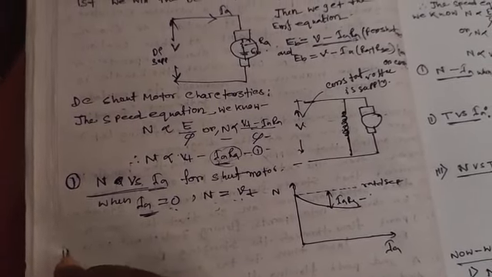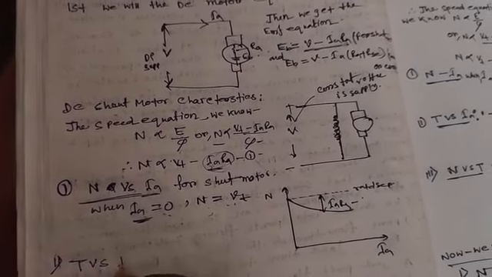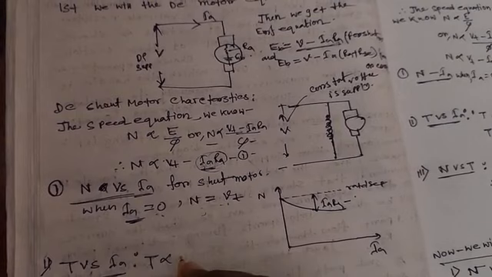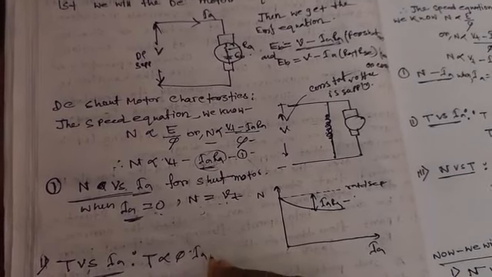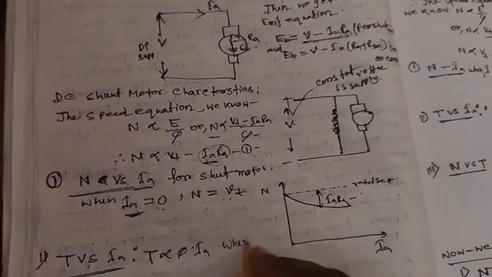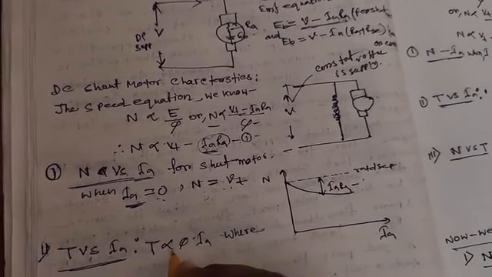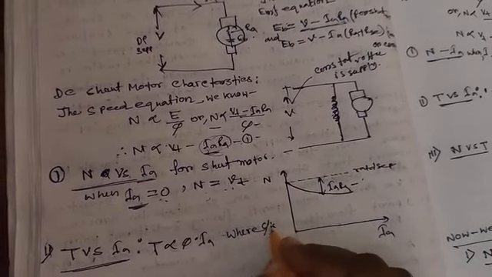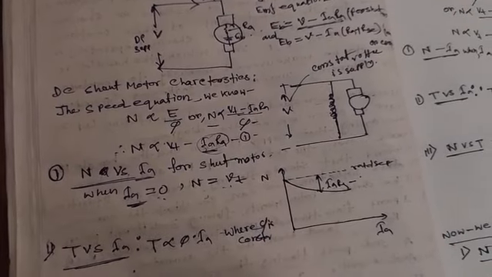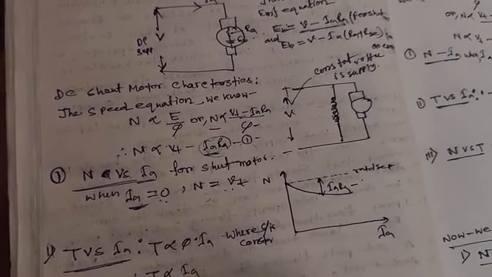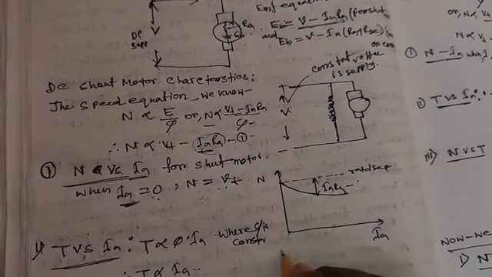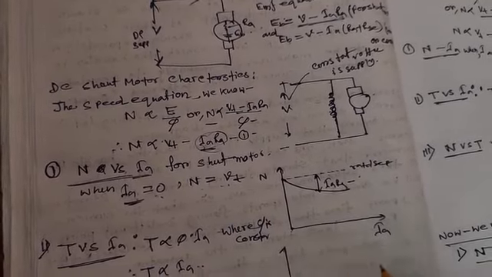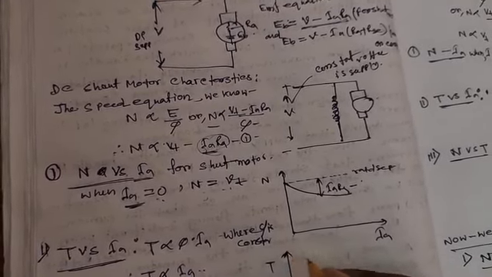Second is torque versus armature current. Torque is proportional to phi into Ia. We know for the shunt DC motor, torque is proportional to flux into armature current, where phi is constant because the supply is constant. So T is proportional to Ia. Then we draw the curve, with Ia on the x-axis and torque on the y-axis.